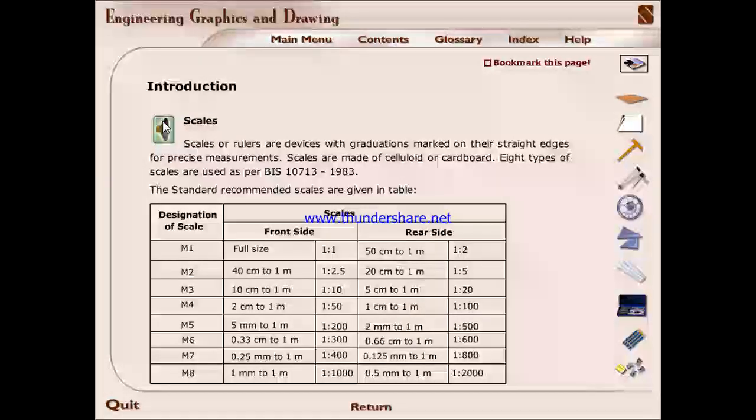Scales are rulers or devices with graduation marks on their straight edges for precise measurement. Scales are made of celluloid or cardboard. Eight types of scales are used as per BIS 10713 1983. The standard recommended scales are given in the table.